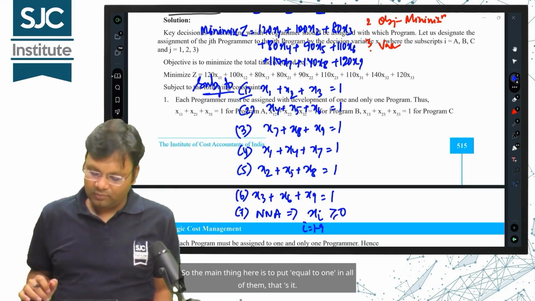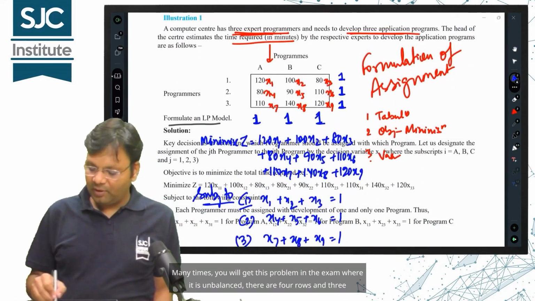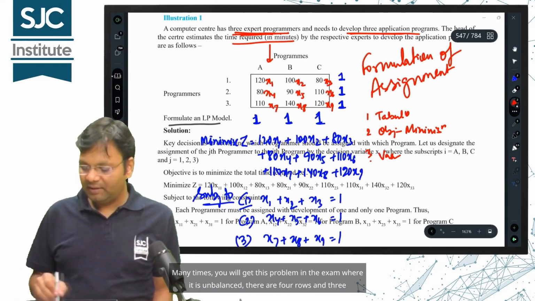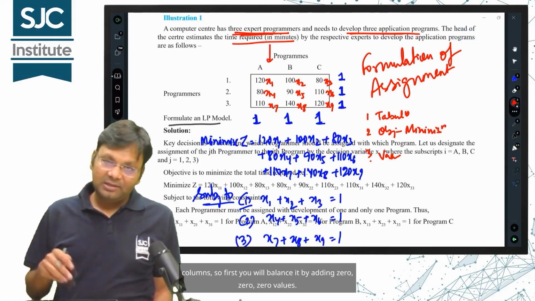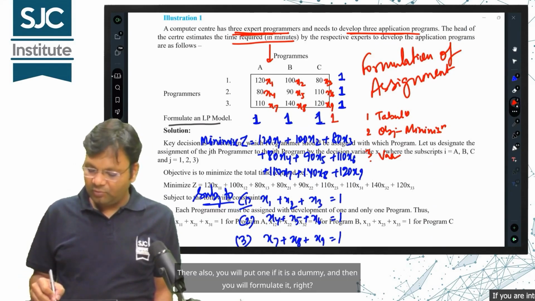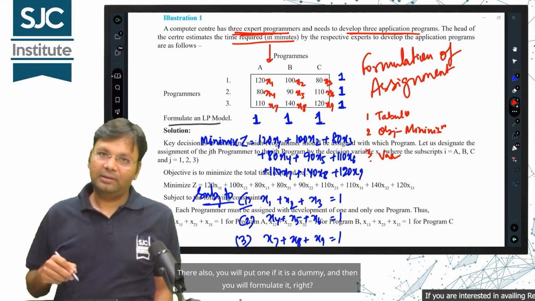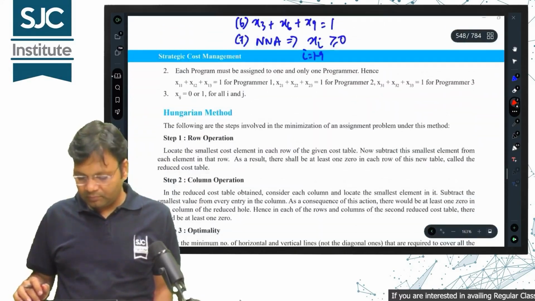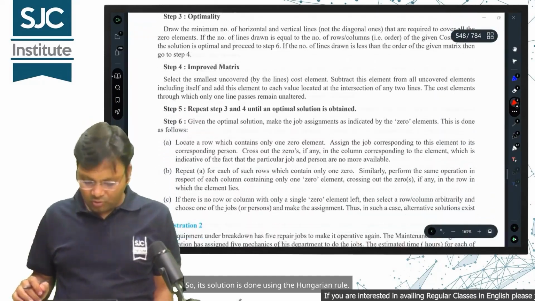That's it. Okay. Many times, you will get this problem in the exam where it is unbalanced. There are 4 rows and 3 columns, so first you will balance it by adding 0, 0, 0 values. There also, you will put 1 if it is a dummy, and then you will formulate it, right? So, its solution is done using the Hungarian rule.